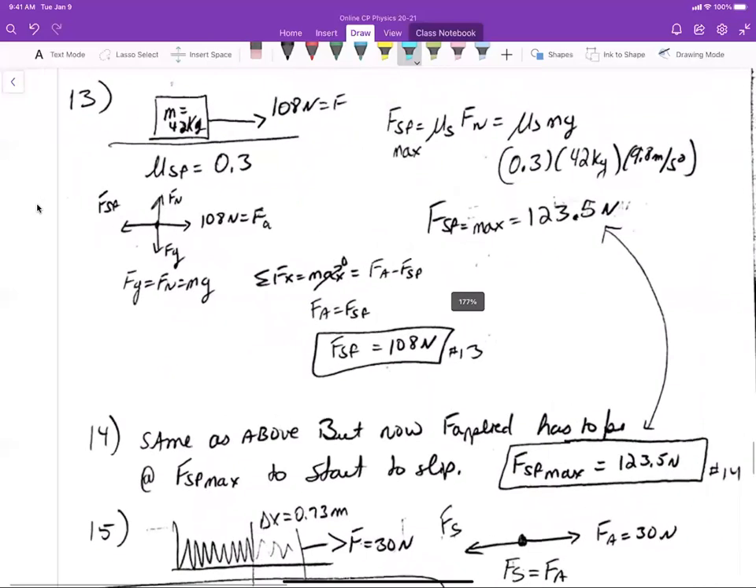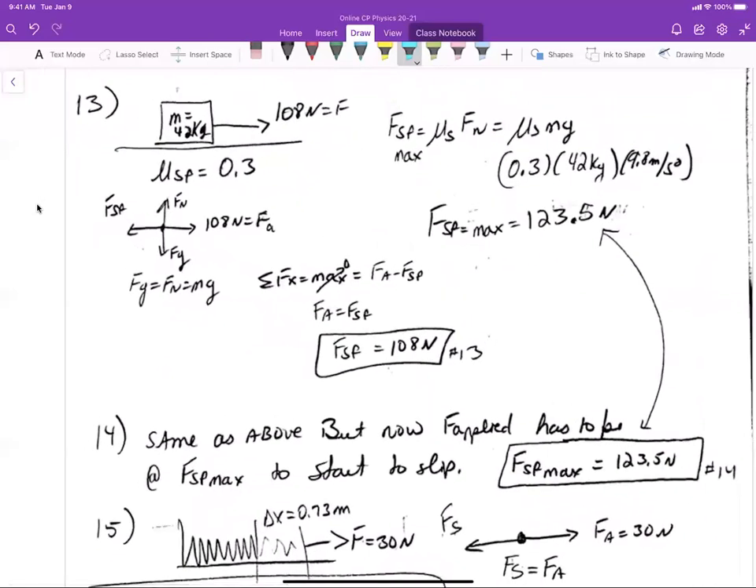Again, a challenging problem. Number 13: a 42 kilogram box rests on a surface. It's at rest. It is not moving. It is not accelerating. The coefficient of static friction between the box and the surface is 0.3. I'm at the same time pushing on it with 108 newtons. It's still at rest though, and they want to know what is the frictional force on the box.